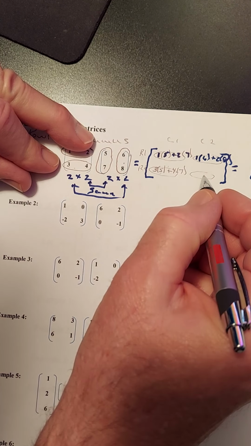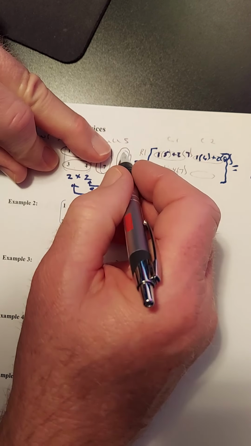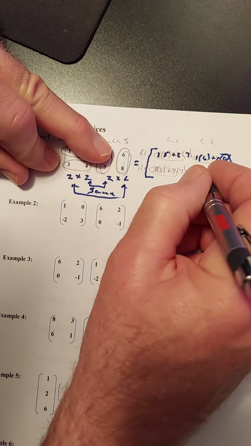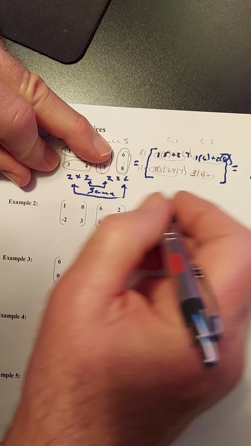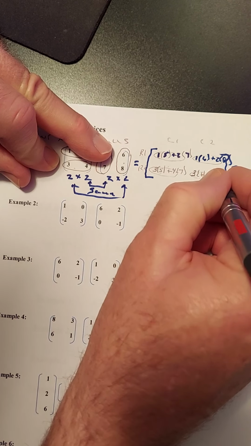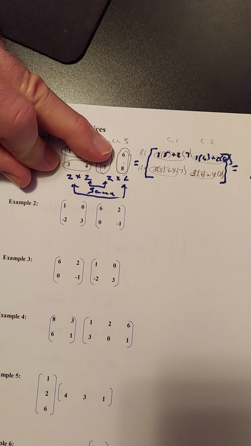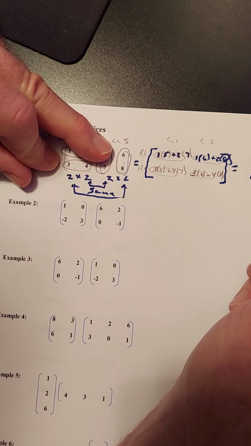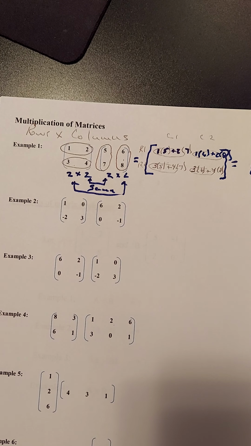Okay, and then the last element, that's the second row, second column. So I'm going to take the second row here times the second column there. So 3 times 6 plus 4 times 8. So 3 times 6 is 18, and 4 times 8 is 32. 18 and 32 is 50. And that's how you multiply. Okay, let's spread this out a little bit so we can see.